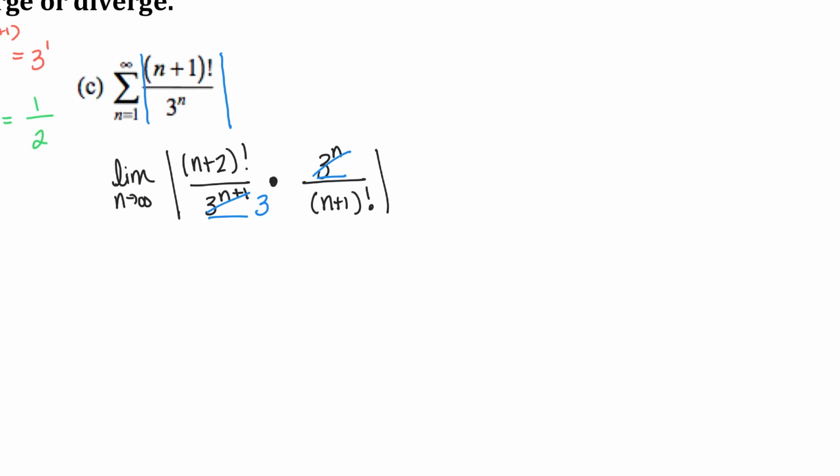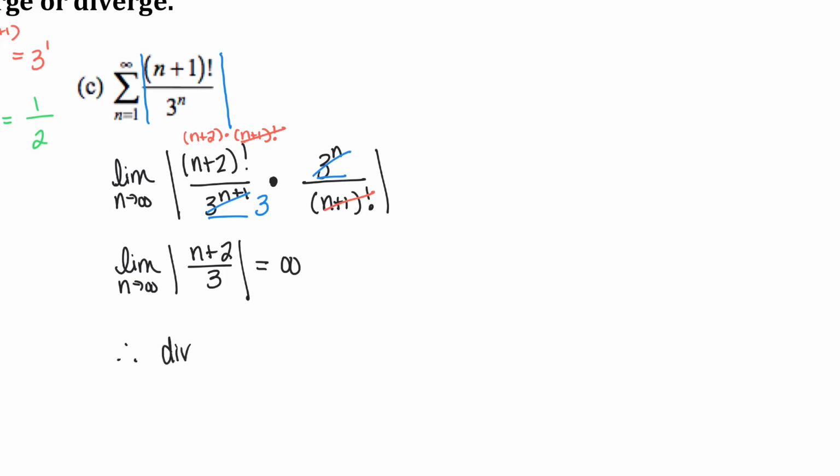And then n plus 2 factorial is the same thing as n plus 2 times n plus 1 factorial. So these n plus 1 factorials would cancel, and I would have the limit as n approaches infinity of n plus 2 over 3 left. That's all that would be remaining. And that limit is equal to infinity, definitely greater than 0. Therefore, the series will diverge by the ratio test, because it's just going to be a very big number.